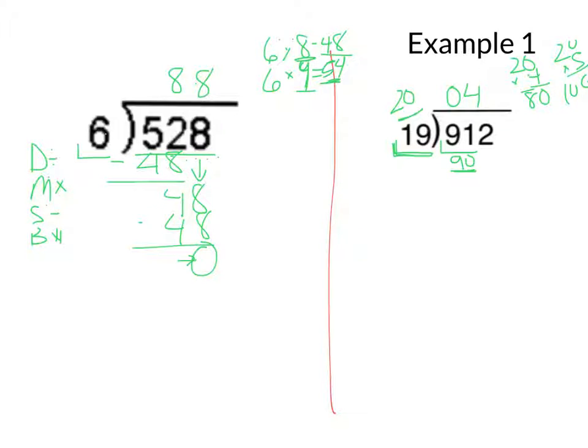So we're going to ask ourselves, well, what is 19 times 4? Well, we're going to have to do that, but we know that it's going to go in 4 times because we did the estimating. We know it's 76. All right, so that was the multiply step. After multiply, we subtract.